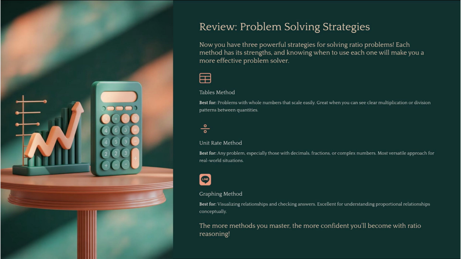Let's quickly review our 3 most valuable strategies for solving ratio and rate problems. Ratio tables are fantastic for organizing and finding missing values when your scaling factors are simple. The unit rate method is the best all-around tool, as it can solve for any quantity, whole or decimal. And finally, graphs are a great visual check to ensure your ratios are indeed proportional and to estimate solutions.